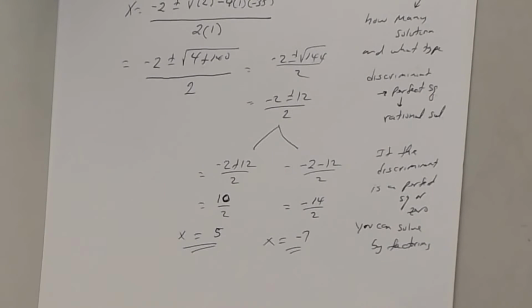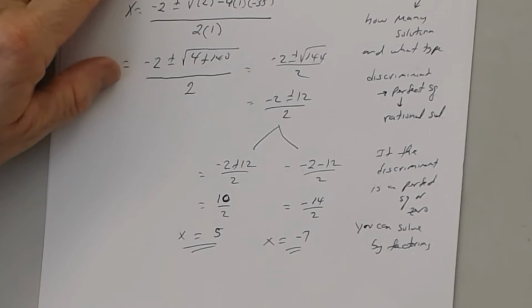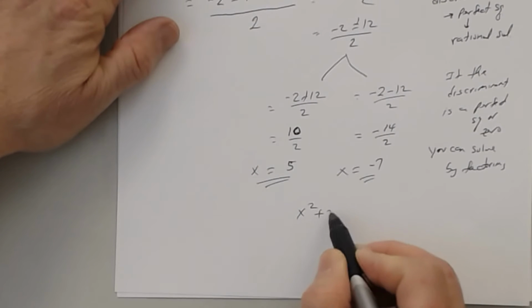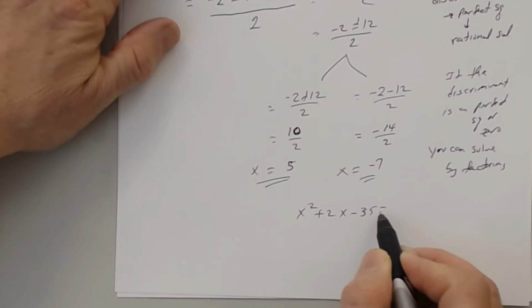But that wasn't the directions, right? The directions say solve by factoring or solve by using the quadratic formula. Quadratic formula, so you have to follow directions. But let me just remind you about this. So I'm going to go back right here and rewrite the equation: x squared plus 2x minus 35 equals 0.